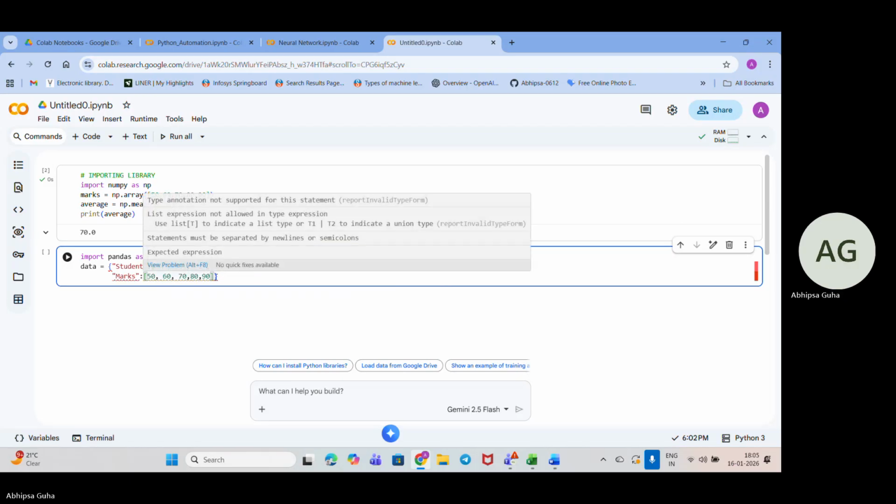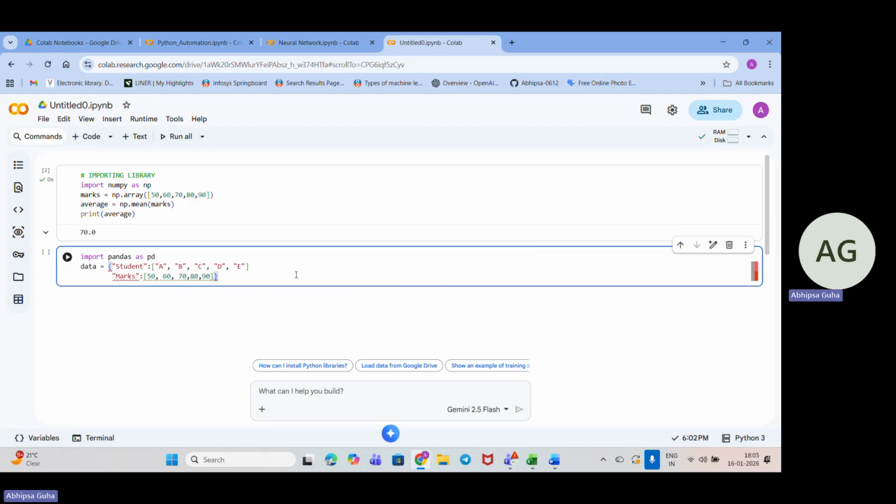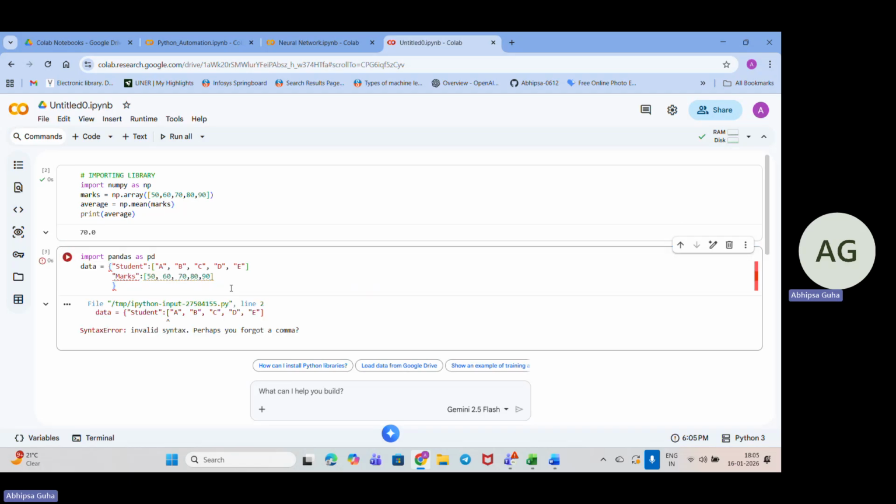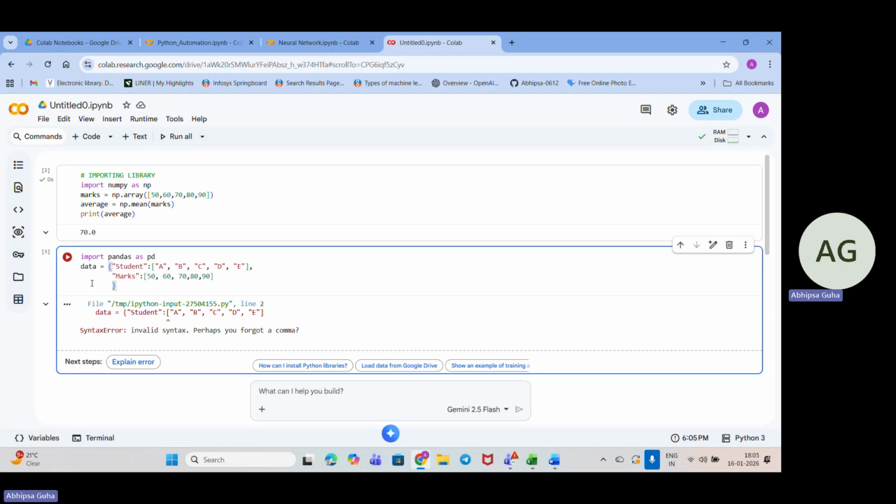Yeah. So now it will be just taking here. Okay, let me just run it. So student A, B, C, D, E, what happened? Invalid index. Why? Okay, I have to just add a comma up here.